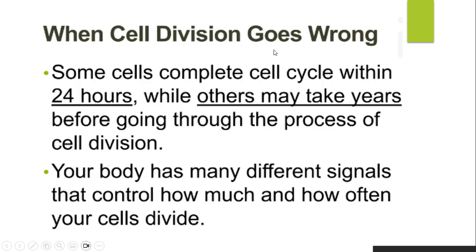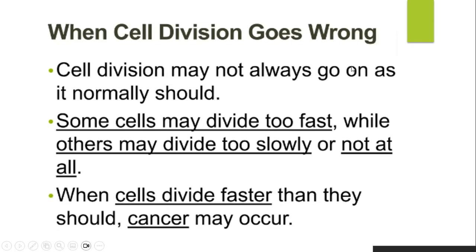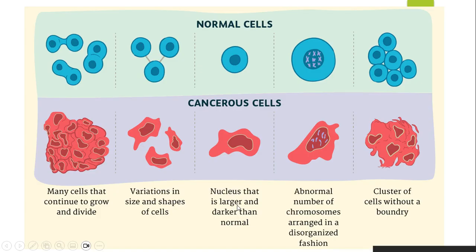So what happens when cell division goes wrong? Some cells complete the cell cycle within 24 hours, while others may take years before going through the process of cell division. Your body has many different signals that control how much and how often your cells divide. When cell division goes wrong, it may not go on as normal. Some cells may divide too fast, while others may divide too slowly or not at all. When cells divide faster than they should, cancer may occur, right?